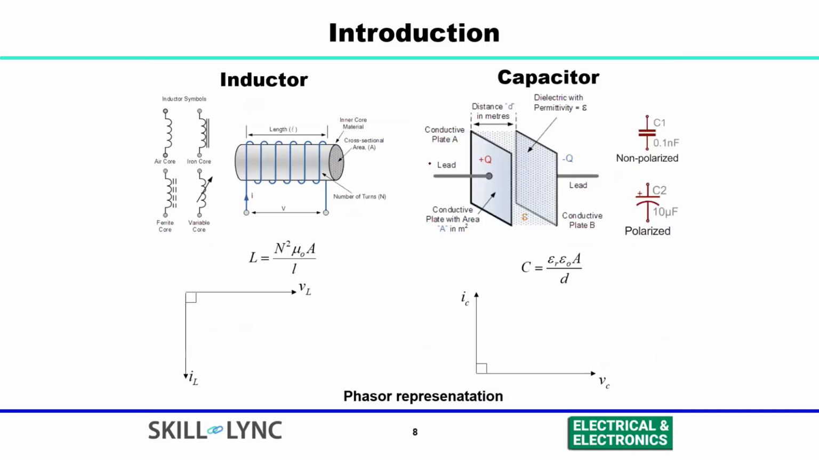When it comes to the passive components, there is the inductor and capacitor, the basics that we have here. The inductor value depends upon the number of turns, the area of cross section and the length of the conductor. Based on the core, we have different types of core: air core, iron core, ferrite core, and variable core. Most of the power electronic circuits will use a ferrite core.